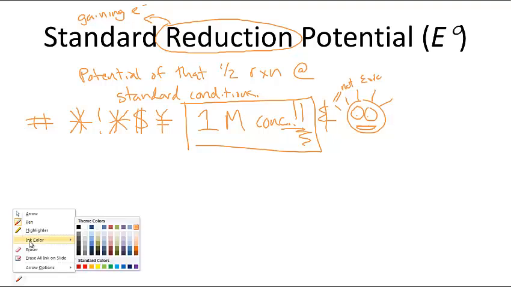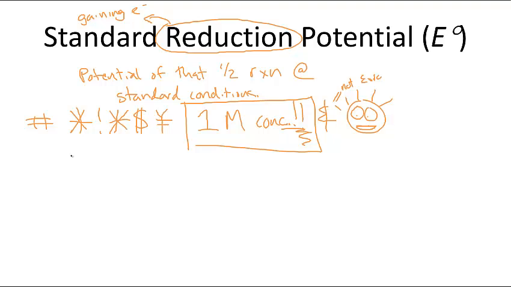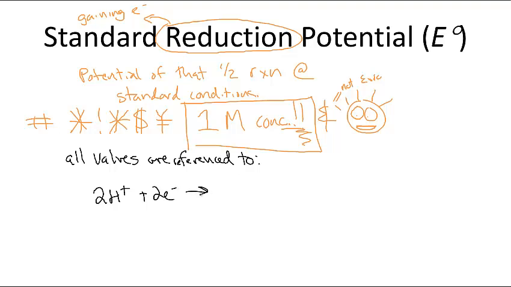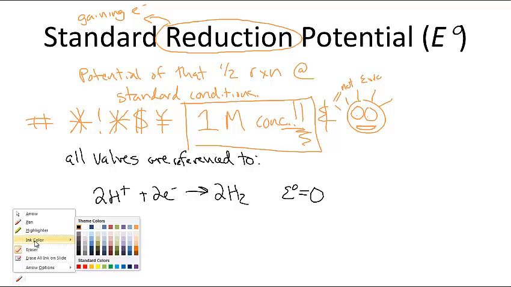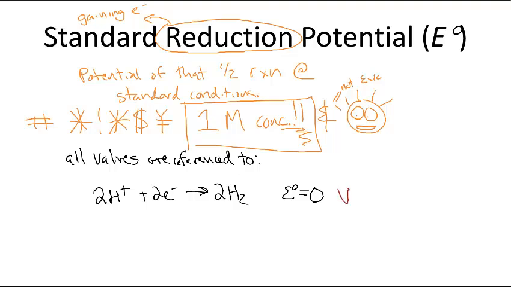Now, because Jonah is a mind reader, all values are referenced to this. So that's exactly right. You're comparing how much more or how much less the potential is than, and I'm going to put this in a different color, this half reaction. And the units for E naught, or for E, are volts.